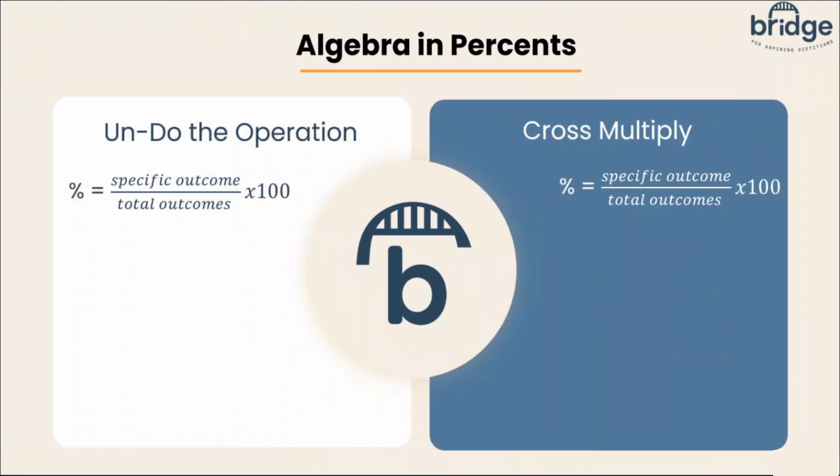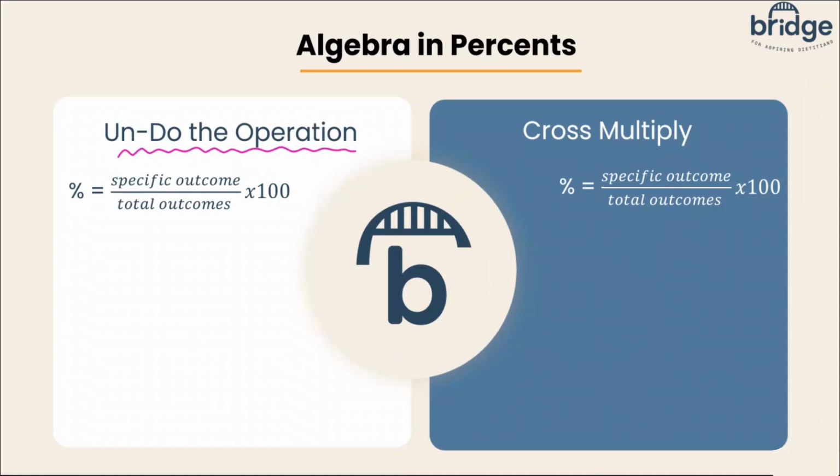The first and most important strategy is to understand the algebra foundations of how to undo an operation. This is what you learned in 7th grade and 8th grade math, through 9th grade and 10th grade math. You probably reviewed it in college. It is such an important skill. If we're solving for percent, we take the actual outcome, divide it by the total, and multiply it by 100. That gives us the percent.